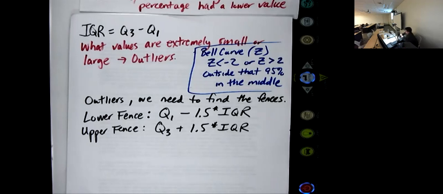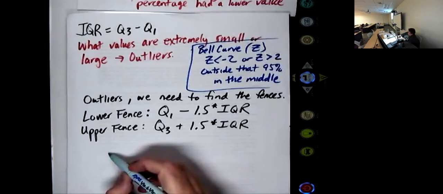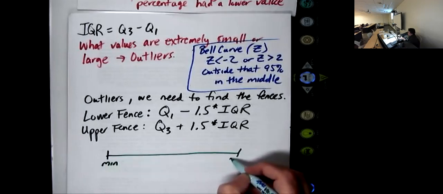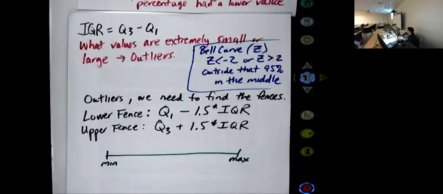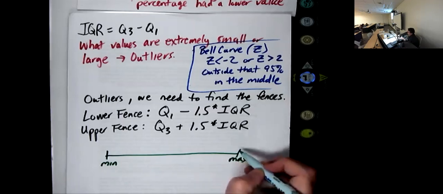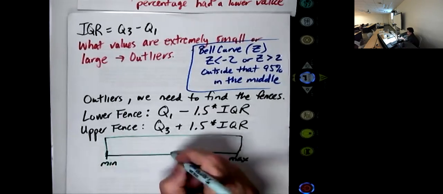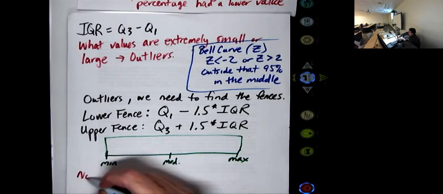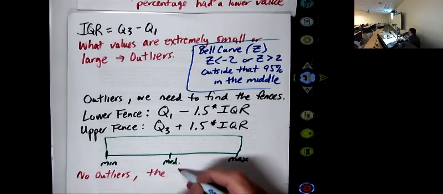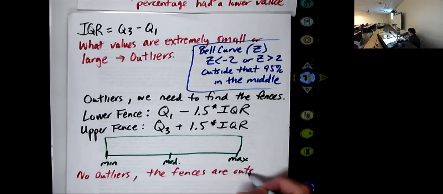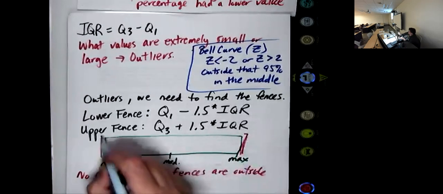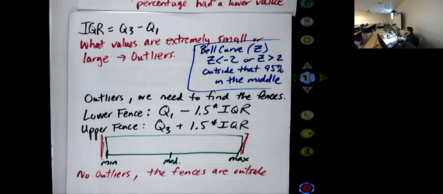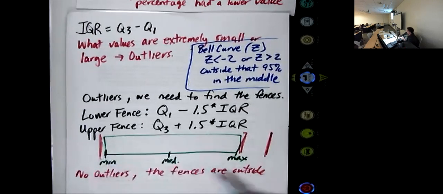The idea is kind of like this. If we have that quartile thing again, with the min and the max, like here. Pretend this is a bunch of land. You've got the median in the middle. When there's no outliers, the fences are outside, like there. They don't even have to be close. They could be way outside. It could be a long way outside. It could be out here, as long as it's not inside the min and the max.